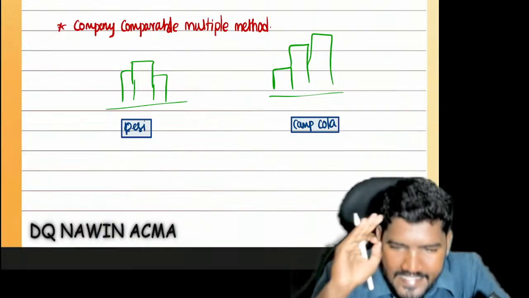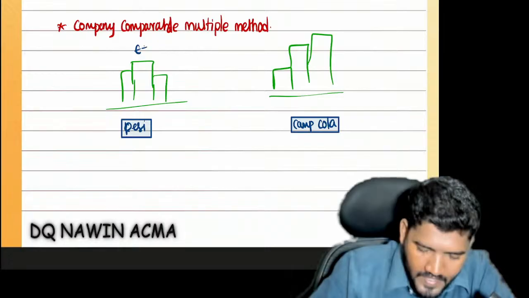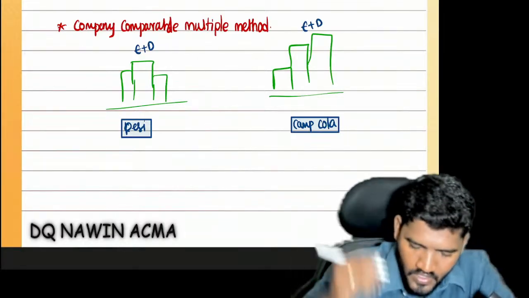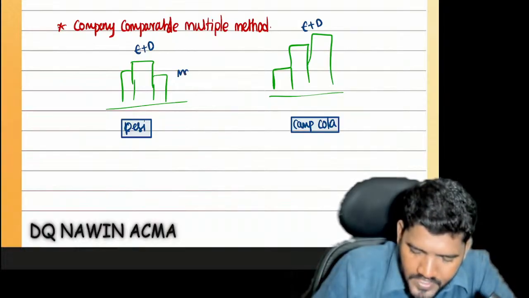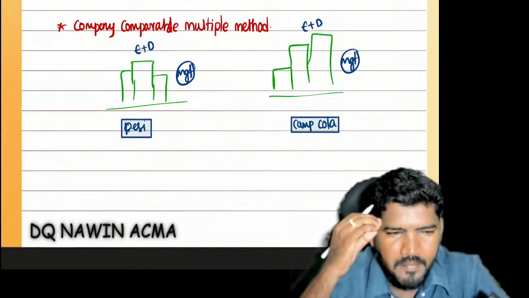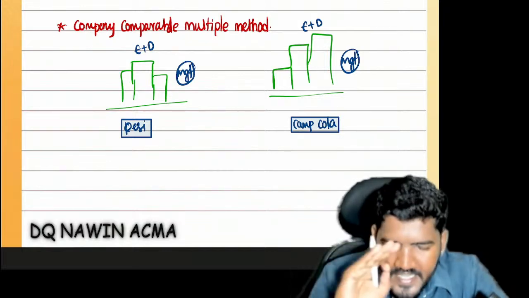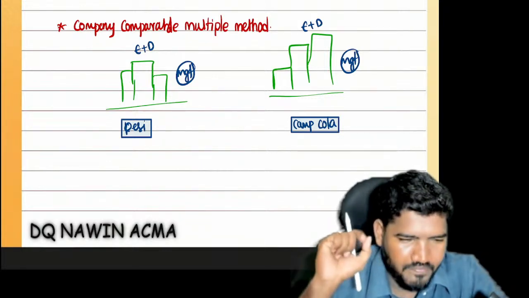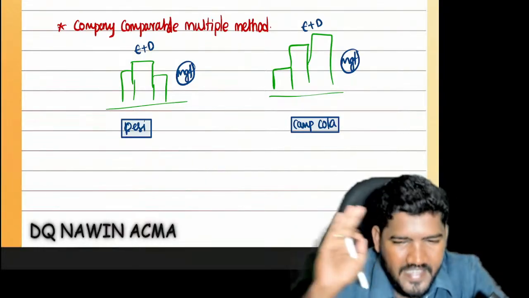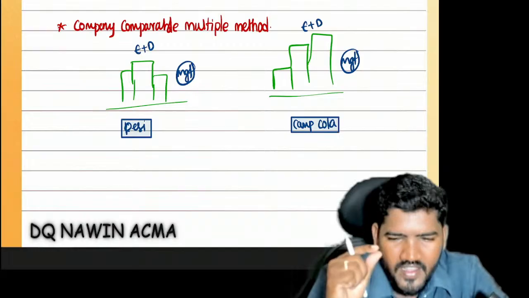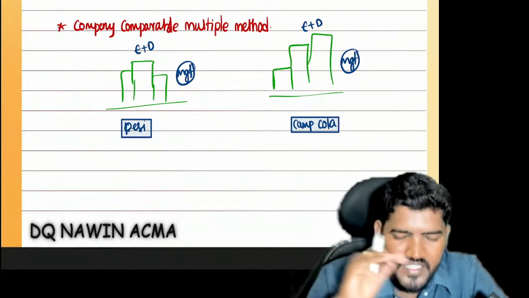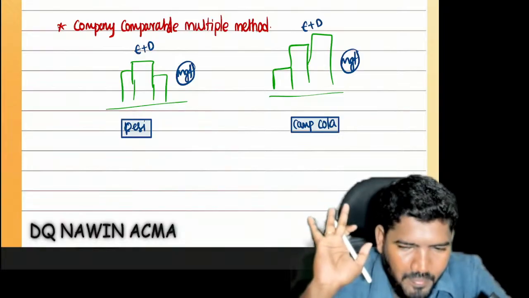Both have the same capital structure, equity plus debt. The management style is the same. This kind of company is known as similar companies. In all aspects, both are the same. Just minor differences are there, and those minor differences are ignored. So this kind of companies is known as similar companies.